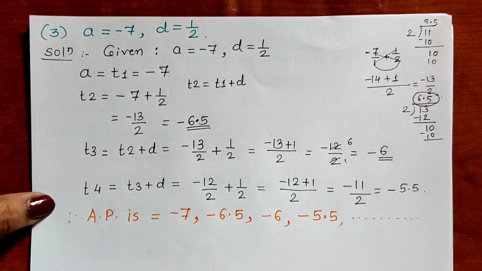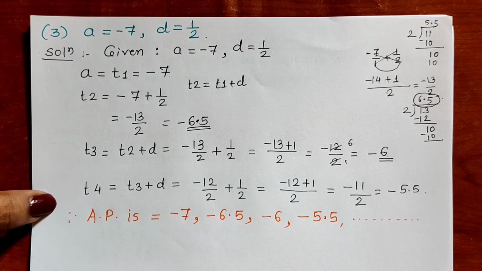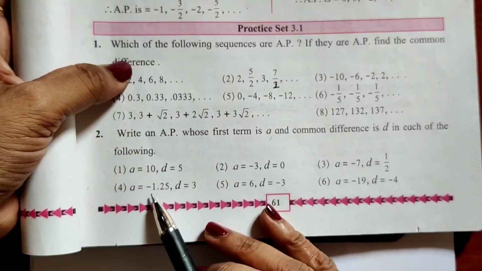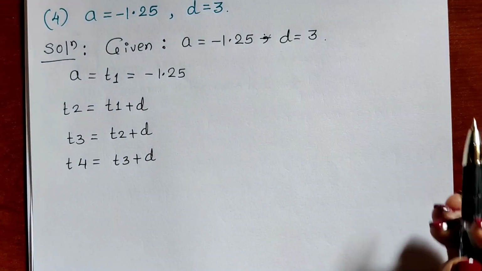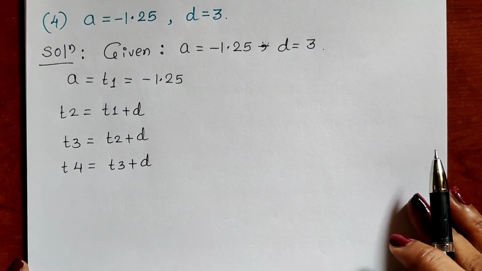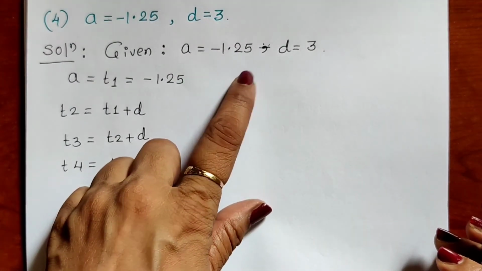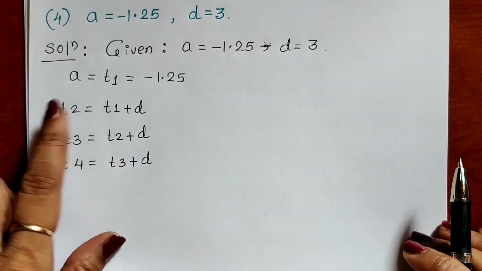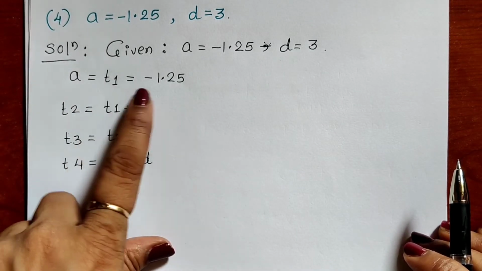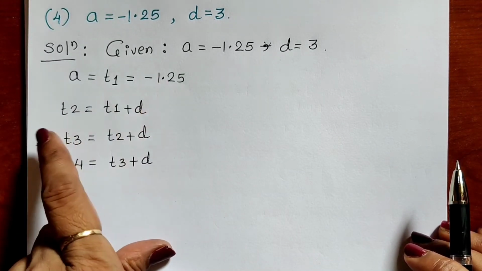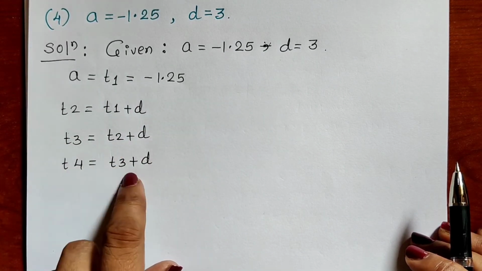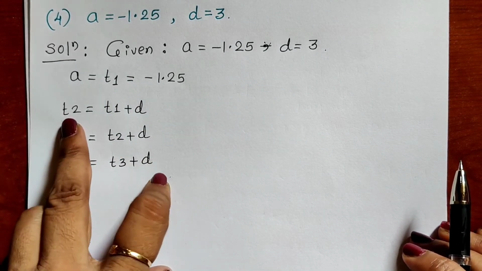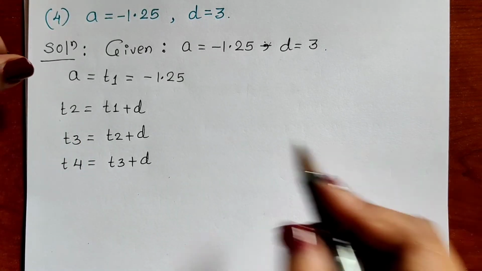Fourth sum, A is minus 1.25 and D is 3. So I have written this. Given A is equal to minus 1.25, D is equal to 3. A means T1, first term, which is equal to minus 1.25. T2 is T1 plus D, T3 is T2 plus D, T4 is T3 plus D. So let us first find out T2, then we can find out T3 and T4.